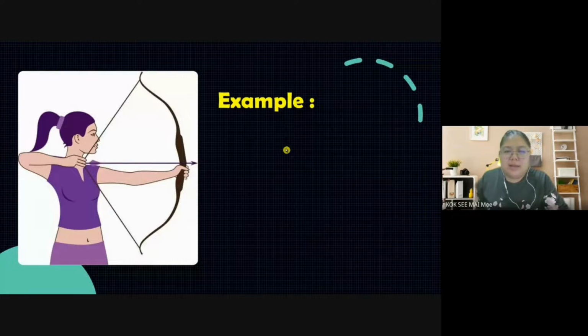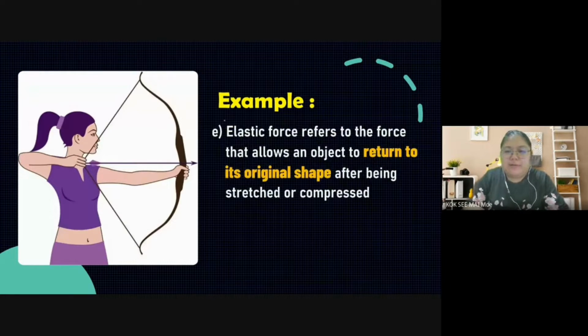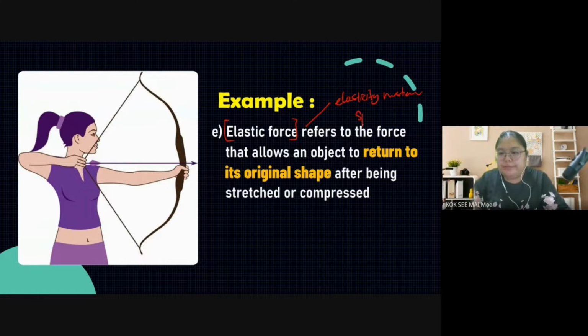Now we got another example. We call it elastic force. Elastic force is normally for elastic material, for example, a spring. A spring means you can pull it longer, after that you can go back to the original shape. So this one we call elastic force. You apply the force to the spring, we call it elastic force. Then after you remove the force, the object will go back to the original shape. So this one we call elastic force.